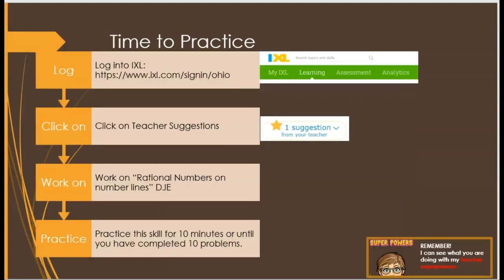Guess what? Time for you to practice. I want you to go ahead and log into IXL. You are going to work on the teacher suggestion called Rational Numbers on a Number Line. Its quick code is DJE. So I don't want you to stress over this. I just want you to work for 10 minutes or until you get 10 problems right.